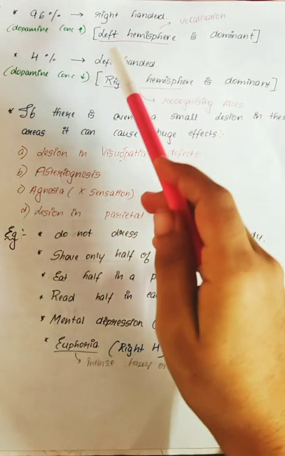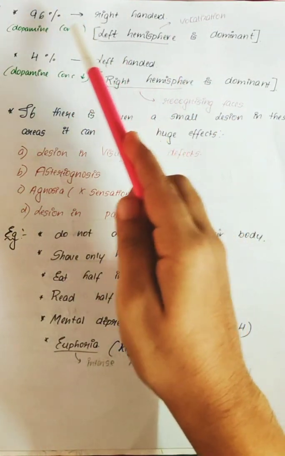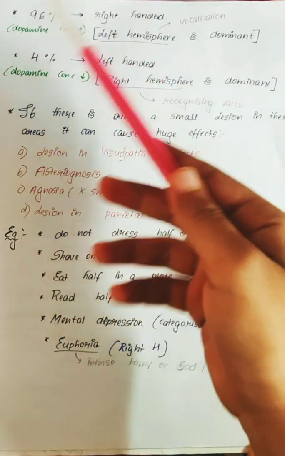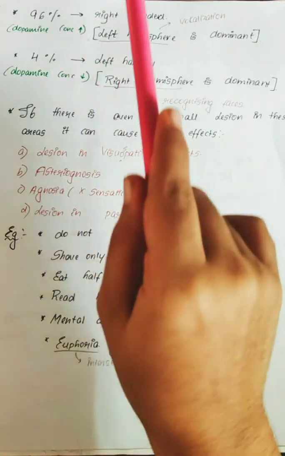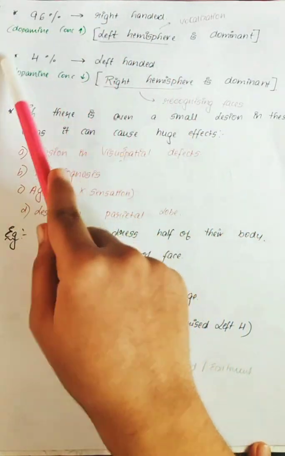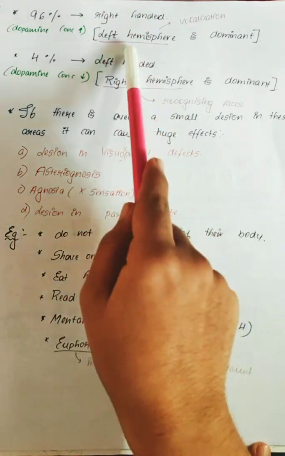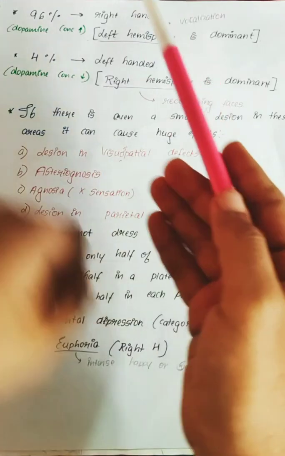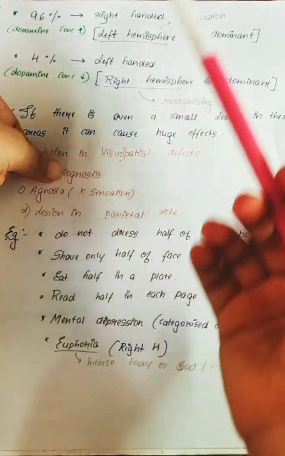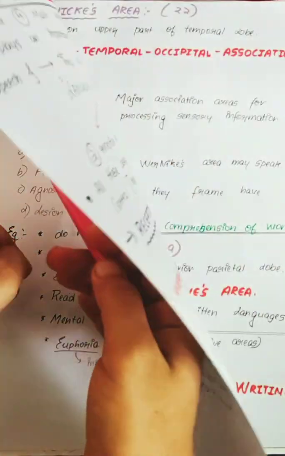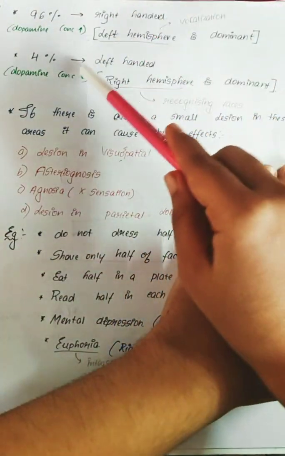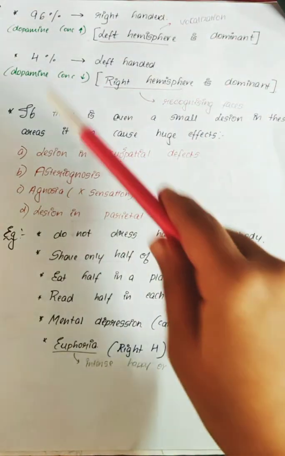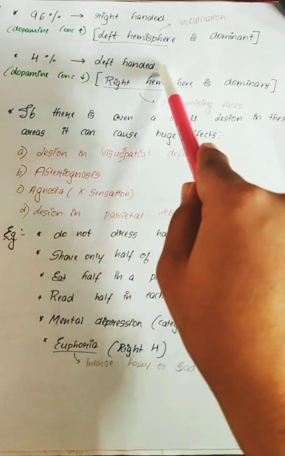We'll study some more important points. In human beings, 96% of people are right-handed. They do their major work with the right hand. Why is this happening? Because in their body, dopamine concentration is very high and the left hemisphere is dominant. You know that the opposite sides, contralateral, work in this manner. So in right-handed people the left hemisphere is dominant, and in left-handed people the right hemisphere is dominant.